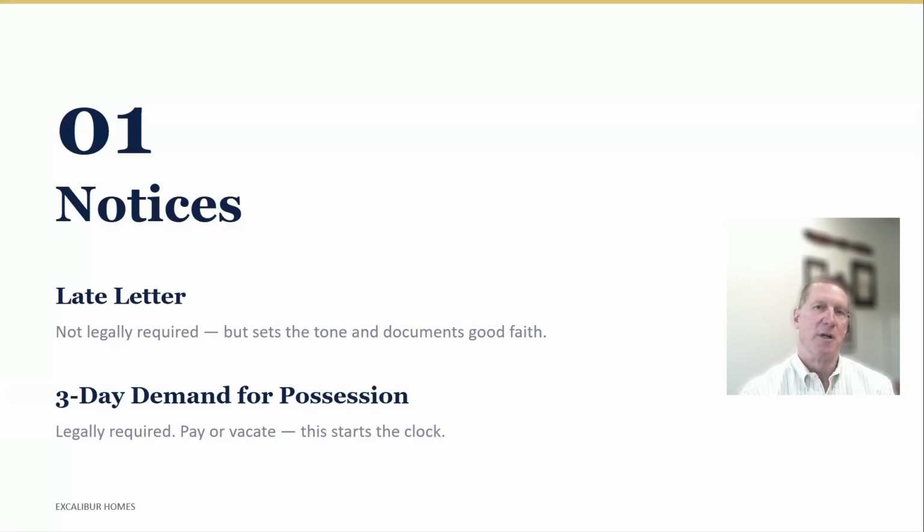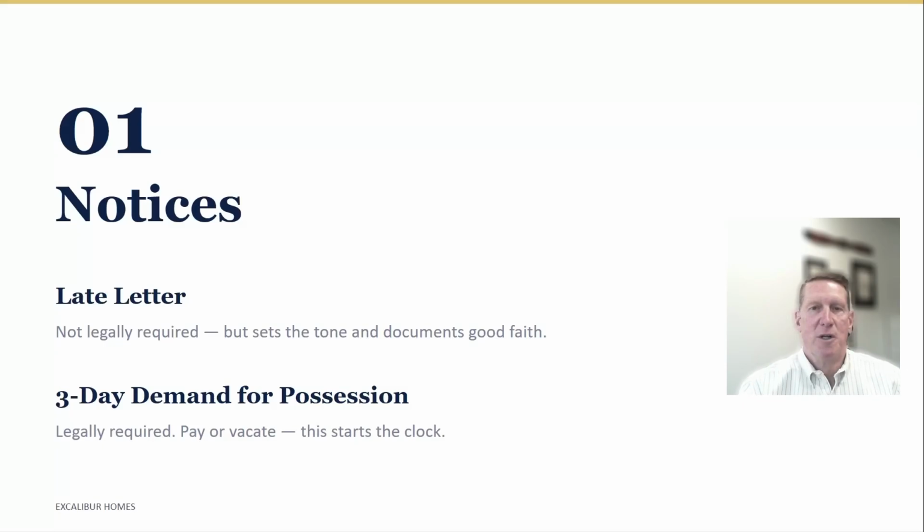The second part is the demand for possession. Now, all of Georgia landlord tenant law is under Title 44, Chapter 7. And if you want to look at what the law says related to evicting a tenant, you can go to 44-7-50 and read sections 50 through 59. The however part is a lot of law is also case law, and the code will not cover case law.